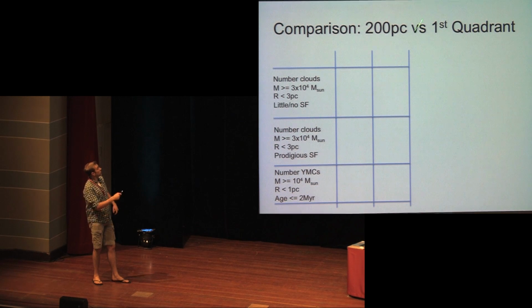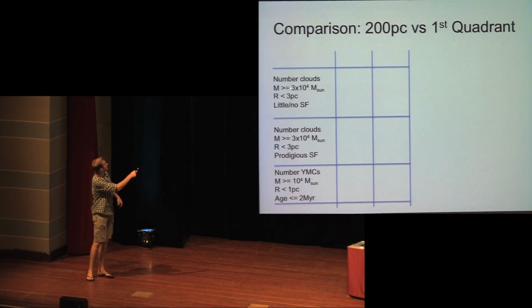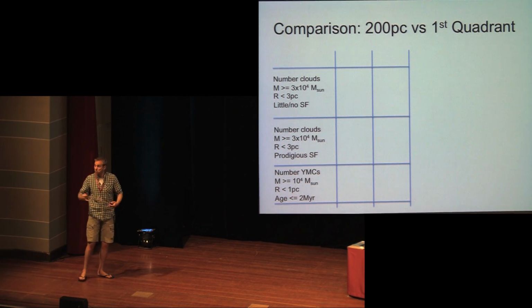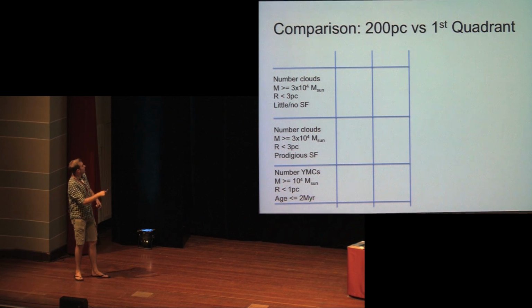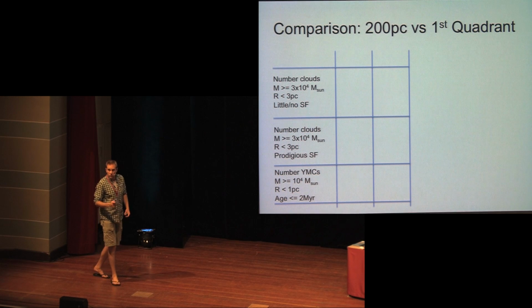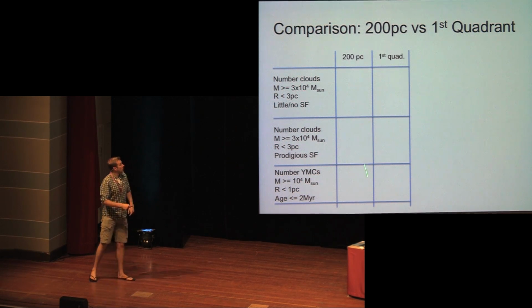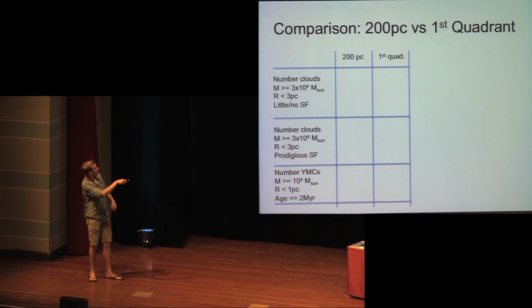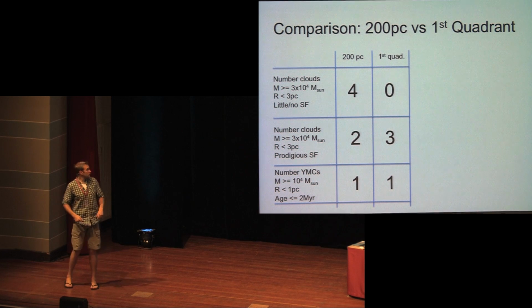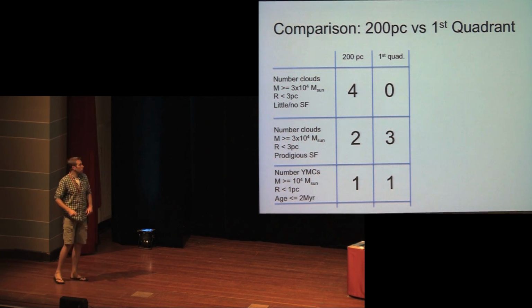Now we're going to compare these 2 regimes. I've got 3 rows here. On the top are clouds of mass greater than 3 times 10 to the 4 solar masses, radii less than 3 parsecs, with little or no star formation. The next row is exactly the same mass and radius, but now with prodigious star formation. And finally, the YMCs themselves. In this case, we've chosen ones that are less than 2 megayears, for reasons I'll explain in a minute. We've got 2 columns: the inner 200 parsecs and the first quadrant. So what do we see? These are the numbers. It's like football scores or something.